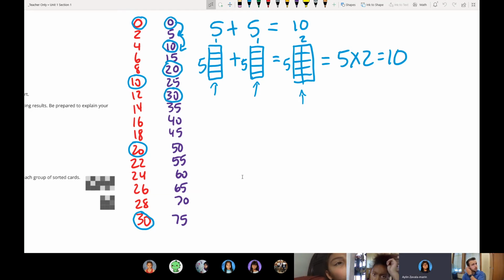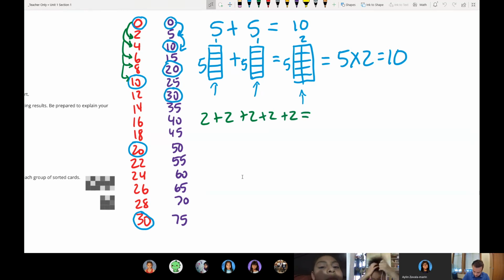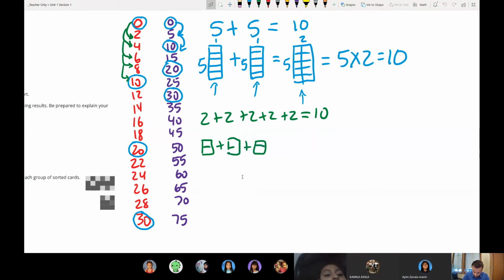And skip counting by 2 on the left side. You say 5? Yep. 1, 2, 3, 4, 5. There are 5 jumps. I'm going by 2 to get from 0 to 10. So we have 2 plus 2 plus 2 plus 2 plus 2 equals 10. And in the same way that we did up top, you can think about it as adding groups of 2.